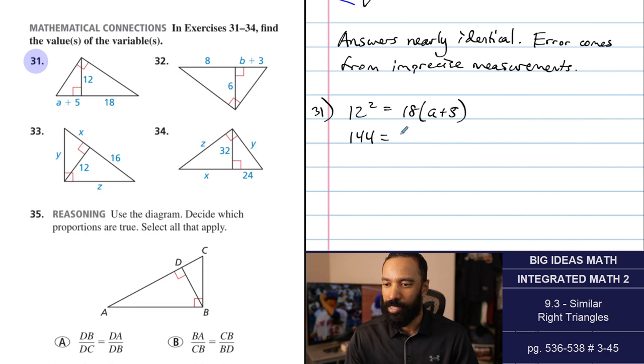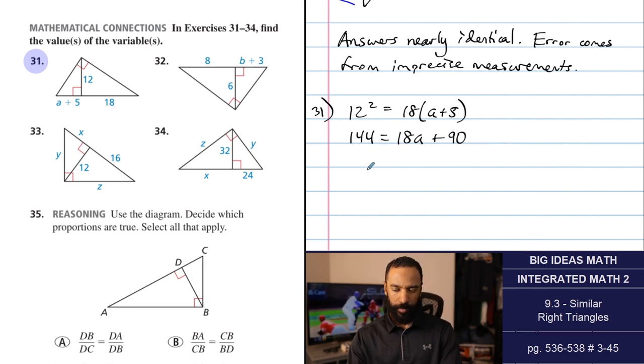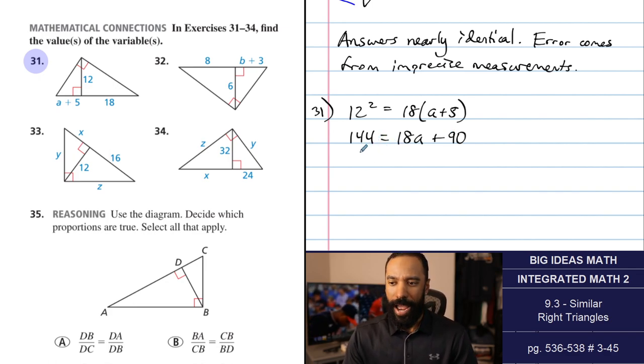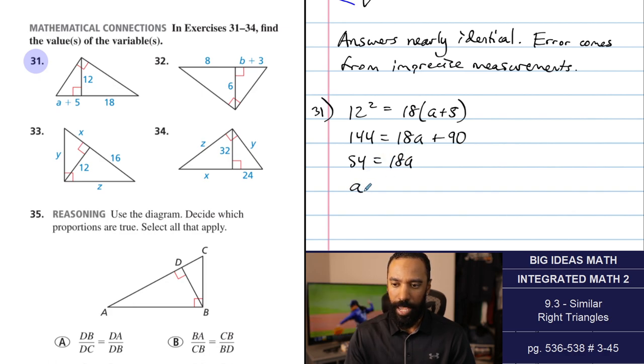144 is, do I want to divide by 18 there? Let's distribute. 18a plus 90? Is that right? I think so. Subtract 90. Oh, this is a clean number. A is 3. Let's see if that works.